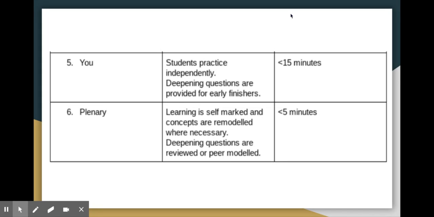The plenary is a short review of the learning. Give answers if they haven't been put on the board for instant feedback, and ask for a show of hands for how many got each question correct. Then you can remodel and have students model to the class if required. You can then discuss the learning tasks in more detail, look at any deepening tasks as well, and again, either model this or have a student model it if they completed it. And if you give homework, if that's part of your policy, you can give that then as well.